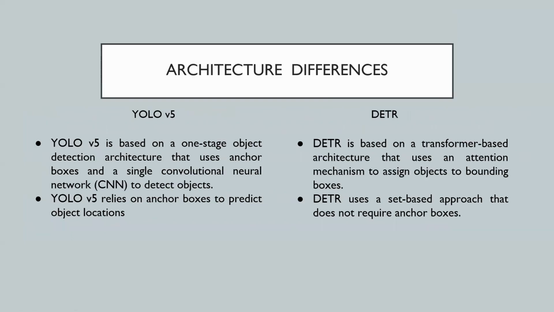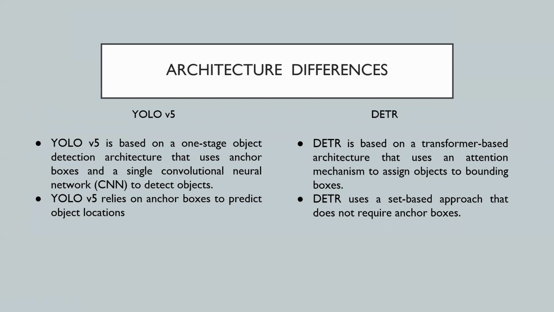In terms of architecture, YOLO V5 follows a one-stage anchor-based approach where bounding boxes are predicted directly from predefined anchors at multiple scales. DETR adopts a two-stage anchor-free approach where objects are detected directly using a self-attention mechanism in a transformer-based architecture without relying on predefined anchors or region proposals.